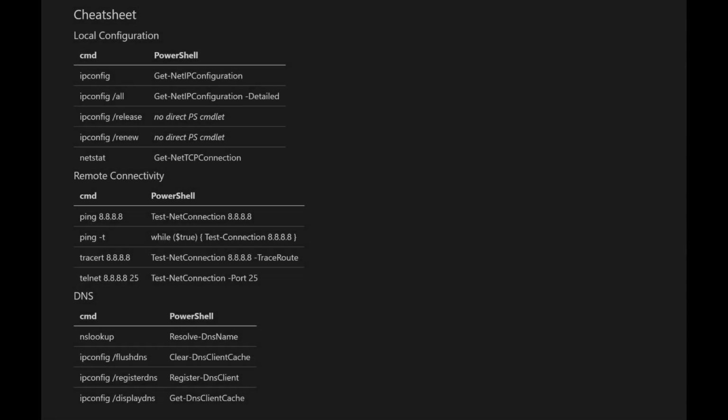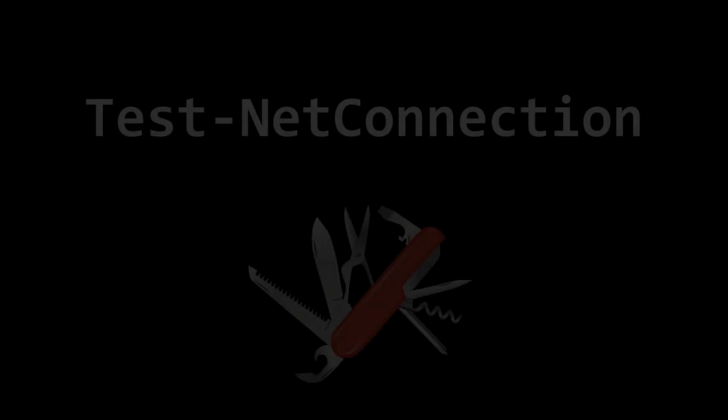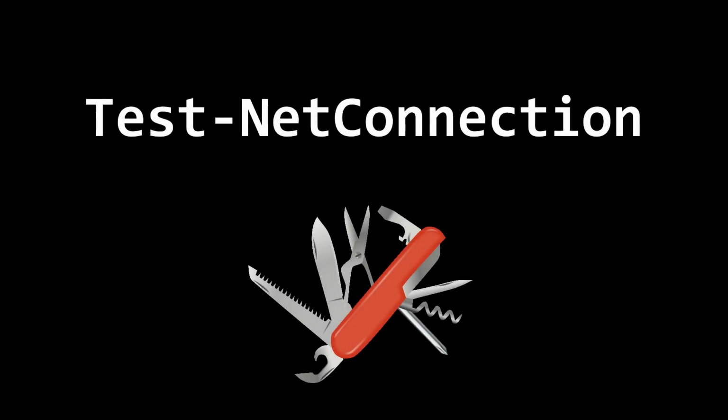While not all command prompt commands have a PowerShell equivalent, most of them do, but they're not always exactly the same, so there are certain advantages and disadvantages to using one over the other. Test-NetConnection is like the Swiss Army knife of network troubleshooting commands because this single command combines many functions.